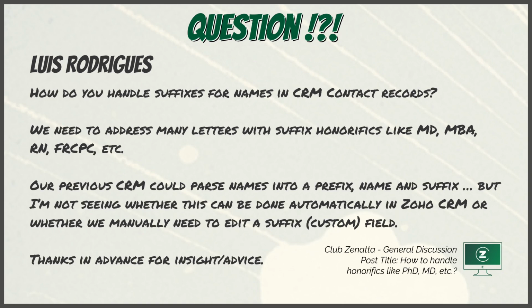All right. So Luis Rodriguez asked on Club Z general discussion on a post on how to handle honorifics like PhD, MD, etc. How do you handle suffixes for names in CRM contact records? We need to address many letters with suffix like MD, MBA, RN, or whatever. Our previous CRM could parse names into a prefix, name, and suffix, but I'm not seeing whether this can be done automatically in Zoho CRM or whether we manually need to add it as suffix, like a custom field. Thanks in advance for insight and advice.